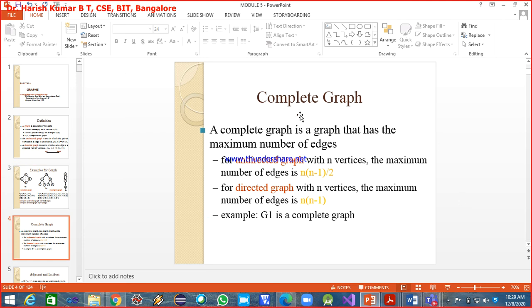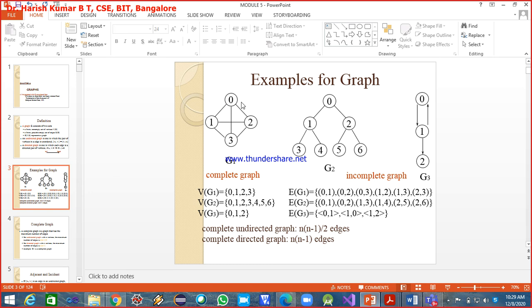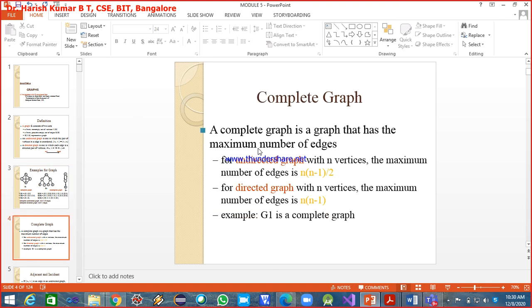Next is a complete graph. A complete graph is a graph that has the maximum number of edges. So that is why we call it a complete graph. This was a complete graph because it had the maximum number of edges, because from every node there was a direct path to every other node.